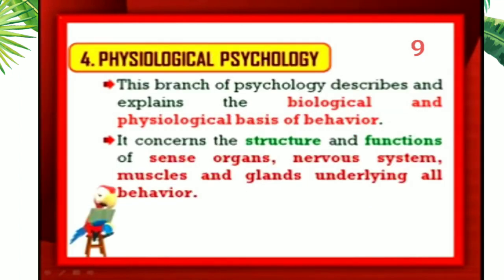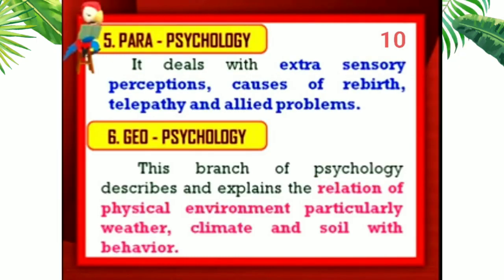Then physiological psychology is the biological and physiological basis of behavior. Physiological psychology covers the sense organs, nervous system, muscles, and glands underlying all behaviors. Then parapsychology deals with extrasensory perception, cause of rebirth, telepathy, and allied problems.